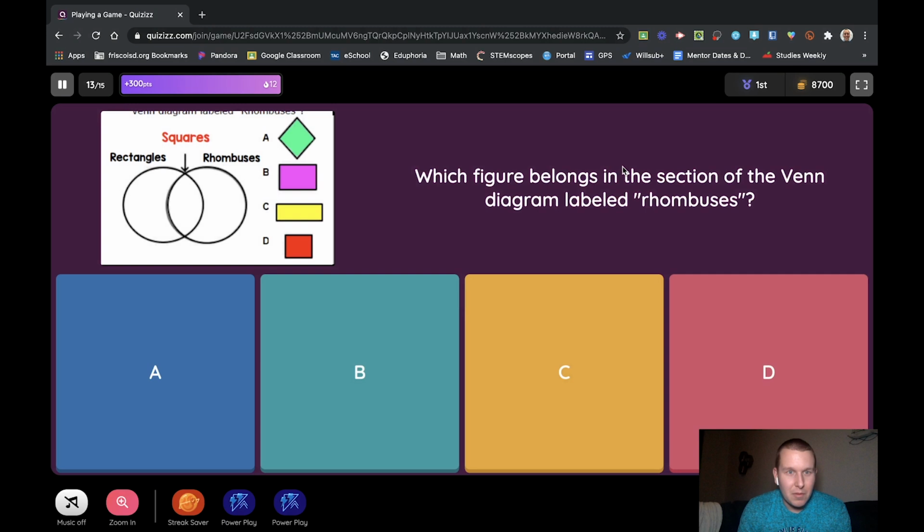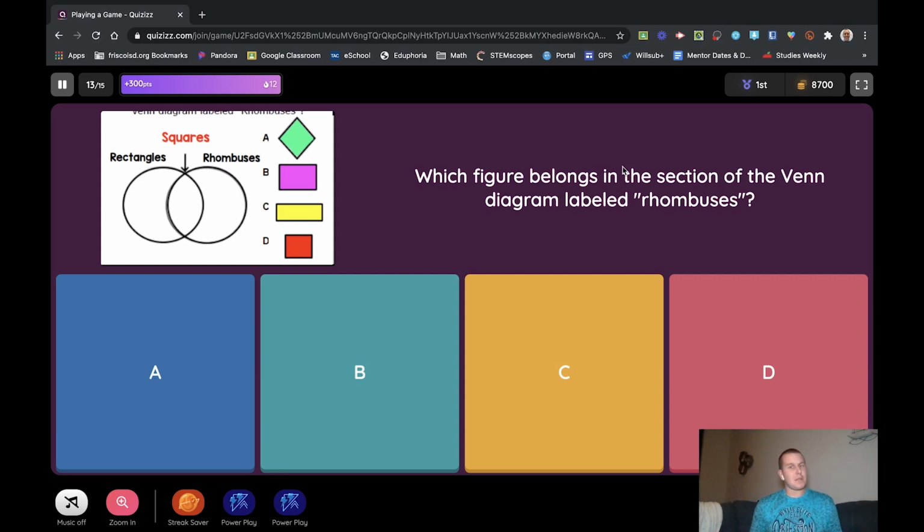All right, moving on. Another Venn diagram. Hey, these always look a little tricky, but if we can use our logic, we can definitely get this right. Which figure belongs in the section of the Venn diagram labeled rhombuses? I like to call them rhombi, but rhombuses is also a good word, okay? So A, B, C, or D, okay? So we're looking for a shape that fits in rhombus.